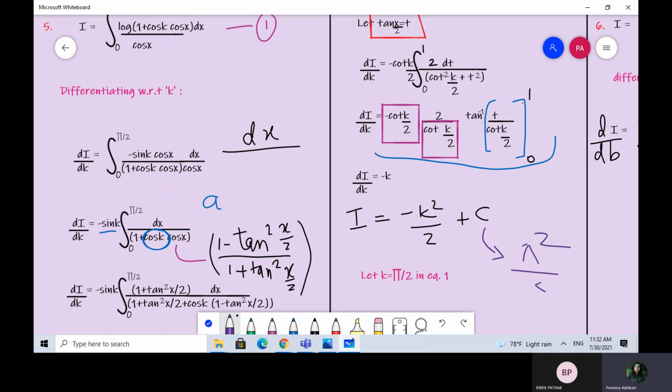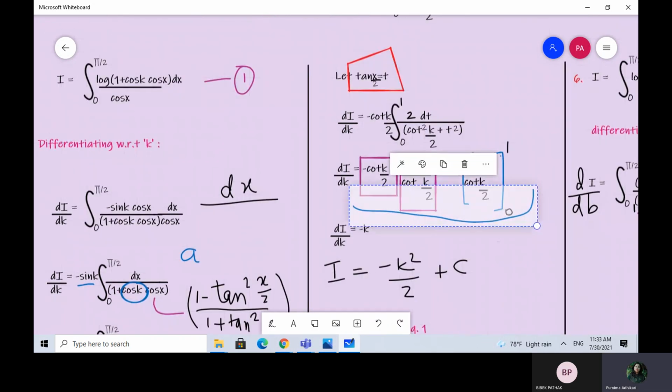Very good. Pi square by 8. That's it. You have got your C also, so you have got your I also. Maybe this is the first time we have got C other than 0. So finally your I is pi square by 8 minus k square by 2. That's your final answer.